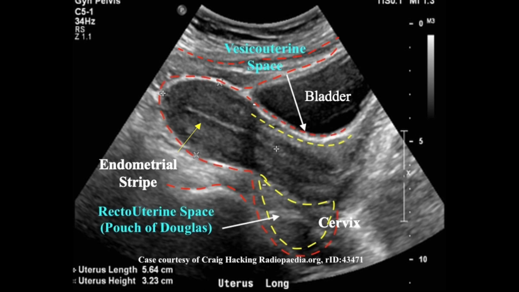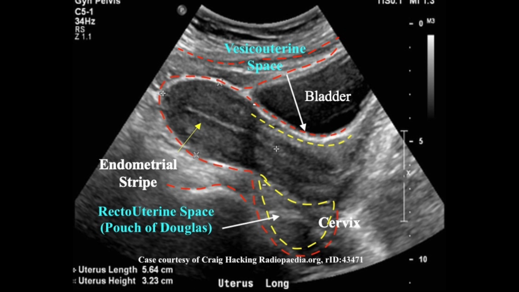All the dotted lines in this image demonstrate where fluid could be seen if the FAST exam was positive. The red dotted line indicates all possible places. The yellow dotted line, most posterior in the image, is the rectouterine space or the pouch of Douglas. This is the most dependent part of the pelvis in the female, and where we will see fluid more often.